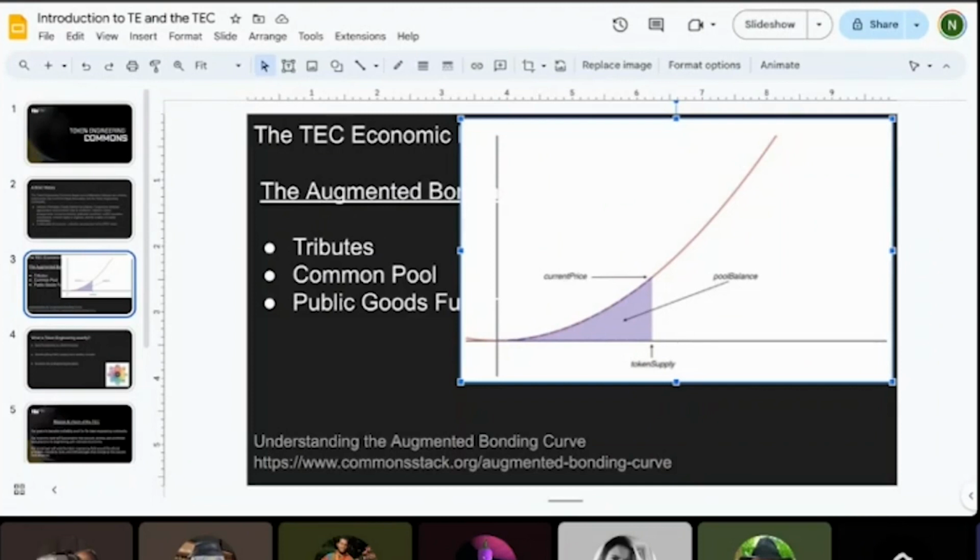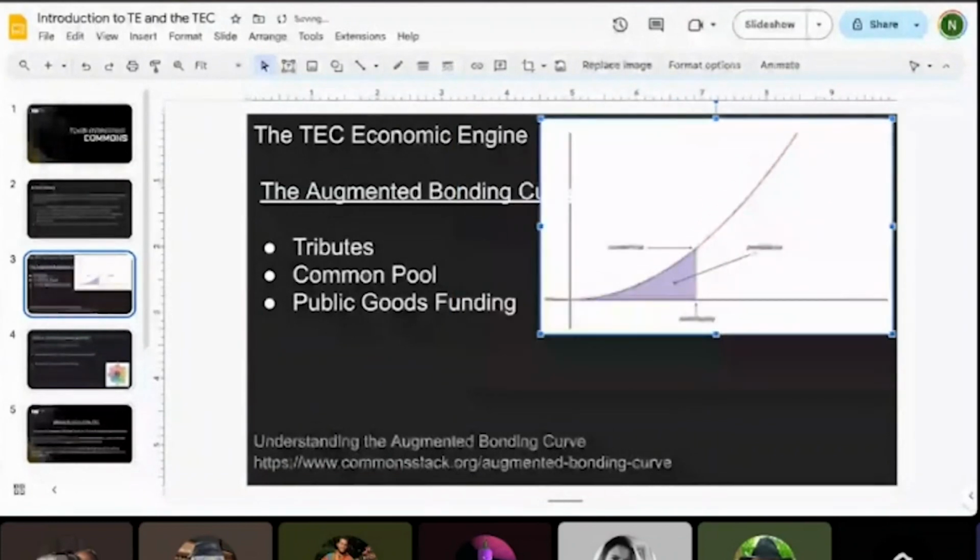the kind of innovation that we had. We had this primary market maker, and the more that you use it, the more price volatility you'll have. The augmented bonding curve was a take on the bonding curve that we implemented with what were called tributes. So a percentage of each transaction in and out of the bonding curve would actually generate a kind of tax, and it would go to a common pool, and that common pool would be managed by all the token holders.